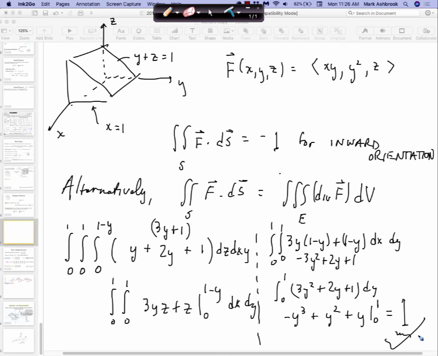Does the triple integral of divergence just always find it outwardly? Mm-hmm. Because outward is like positive convention, basically.